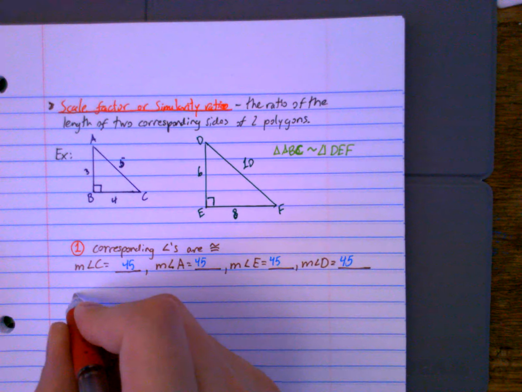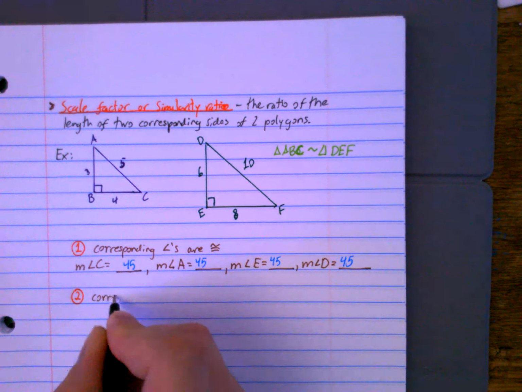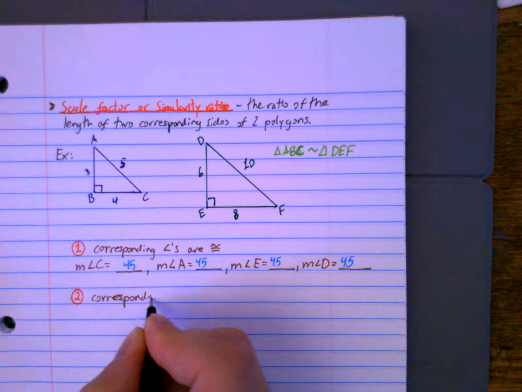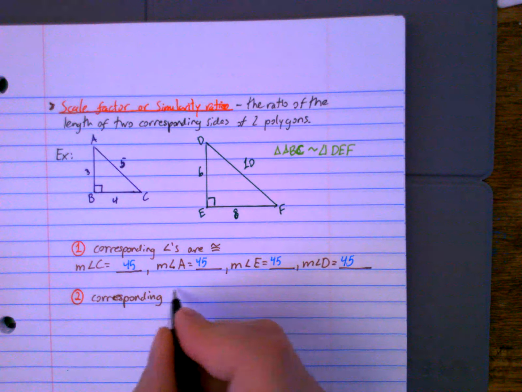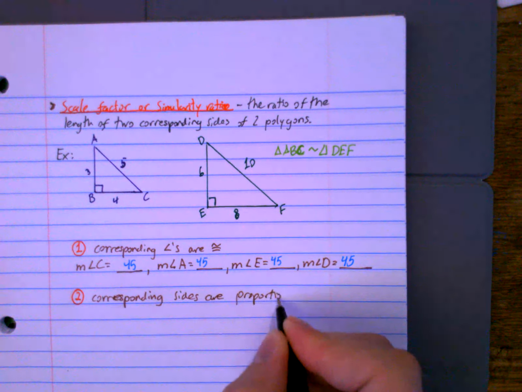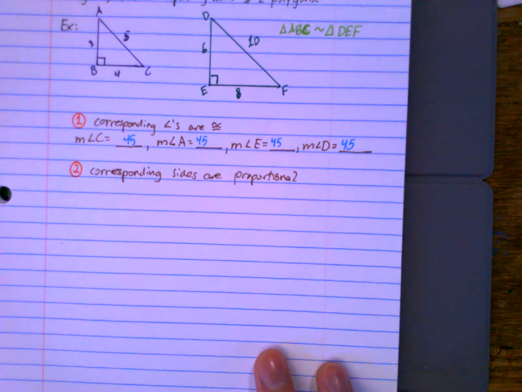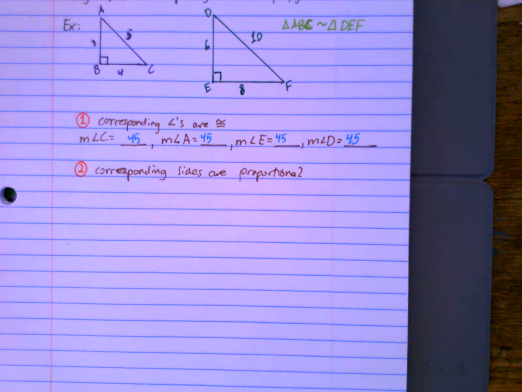All right, number 2. Corresponding sides are proportional. Which means we can find some ratios.